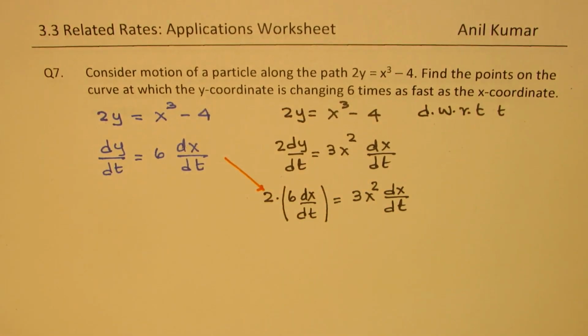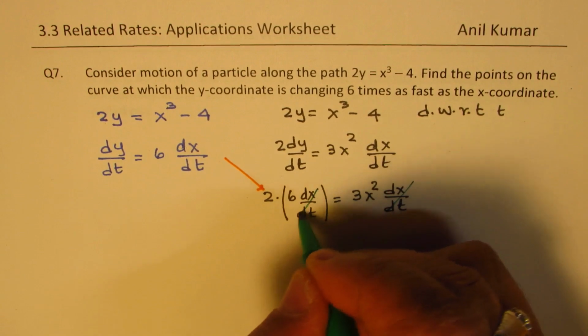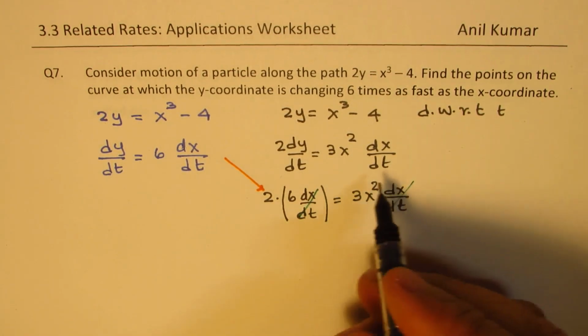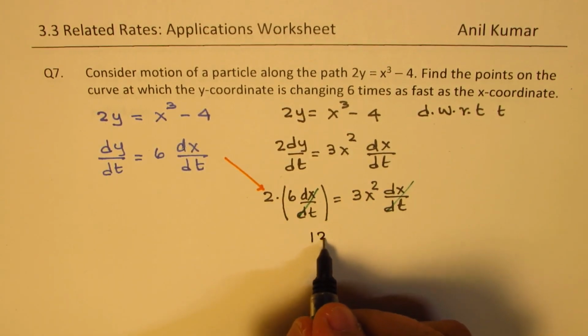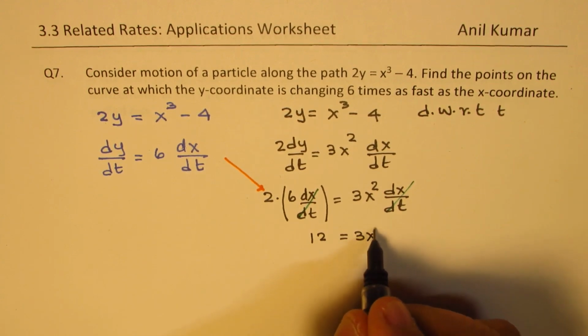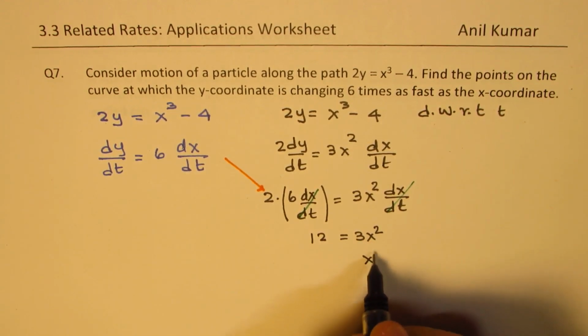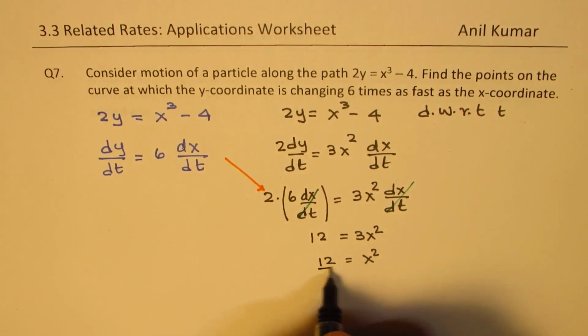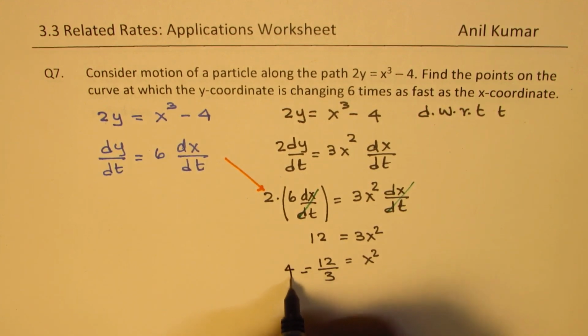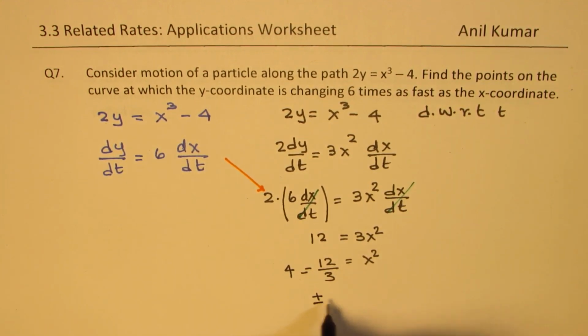And now we can cancel dx/dt and we can find the value of x. So we have here 12 equals 3x squared. So x squared is 12 by 3, which is equal to 4. And clearly plus or minus 2, we get two values for x, correct? So we know the two values of x.